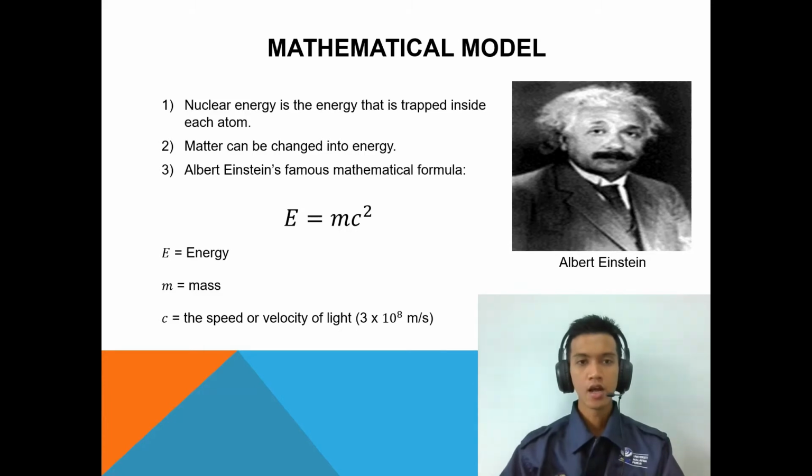Okay, for our group that got the title Nuclear Power Generation, I will present to you about the mathematical model. Nuclear energy is the energy that is trapped inside each atom. Matter can be changed into energy. Albert Einstein's famous mathematical formula is E equals mc squared, which means E is energy, m is mass, and c is the speed or velocity of light.